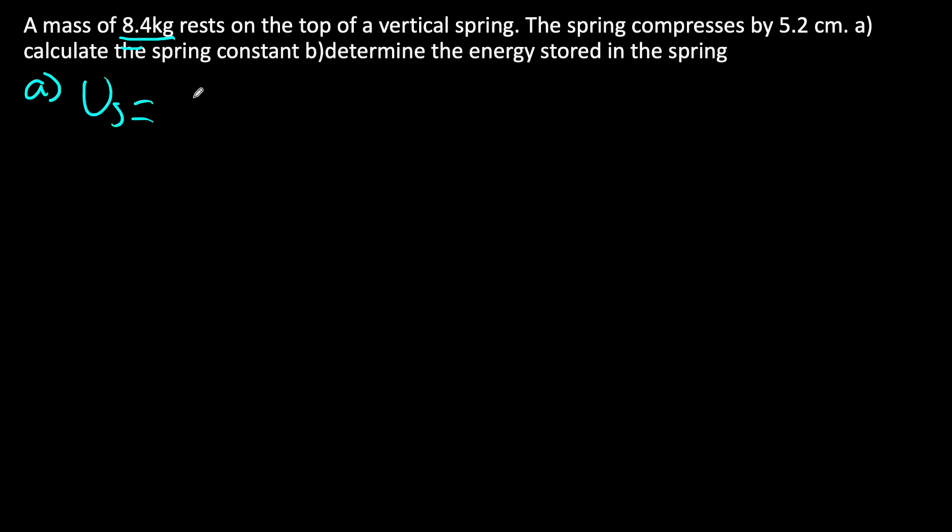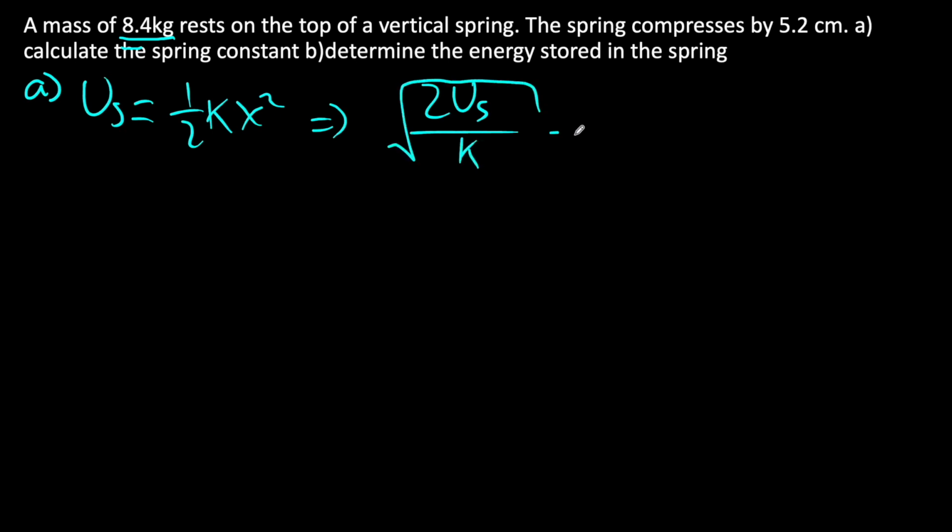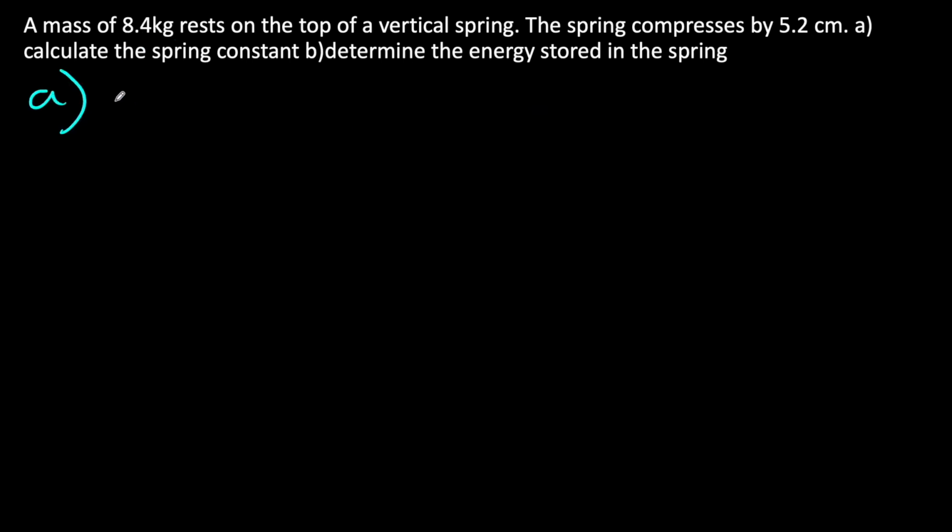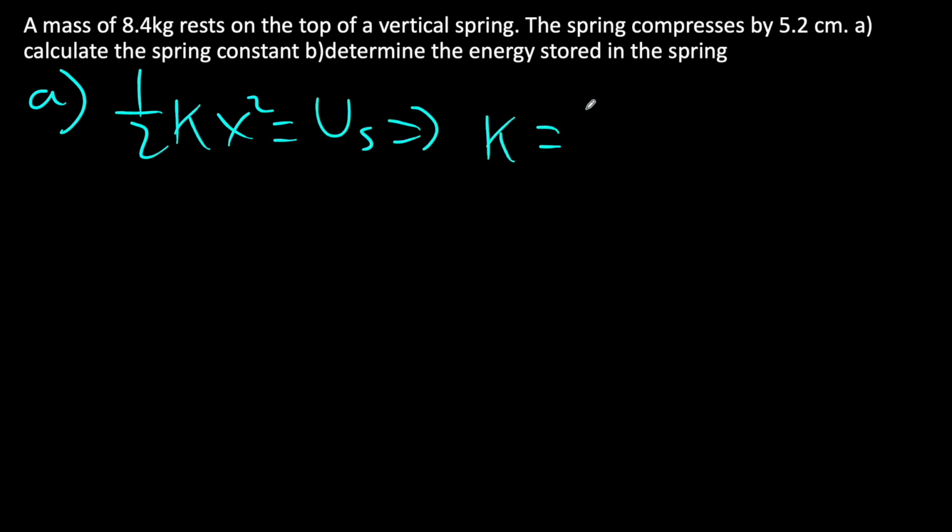So we know spring energy is equal to a half kx squared. From this formula, we know that k is equal to 2 times the spring potential energy over x squared. So the first part asks us to find the spring constant, and part 2 asks us to find the energy stored in the spring. So how do we do this?